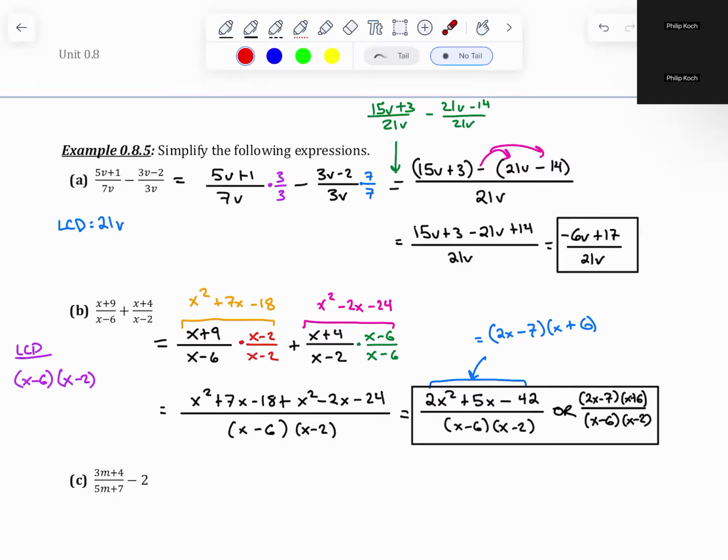You can combine them, and it gives you 2x squared plus 5x minus 42 in the numerator, which does factor. We should always try and factor to see if anything cancels. Otherwise, you can simplify it further.